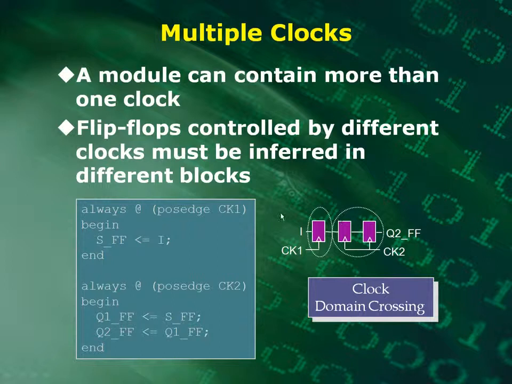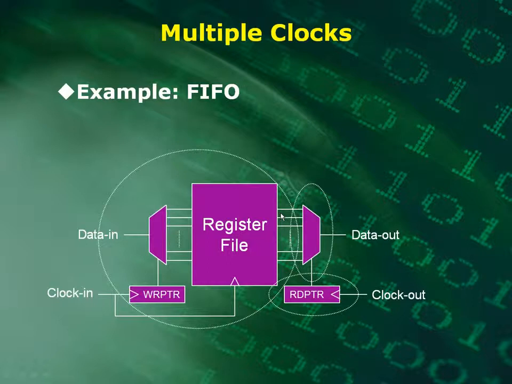If you're not familiar with metastability, we can talk about that later. Another method for going from one clock domain into another is to use a FIFO. One side of the FIFO clocks in using one clock, and then the output side uses a different clock. Typically these types of FIFOs have the logic built in so that there are no metastability issues.